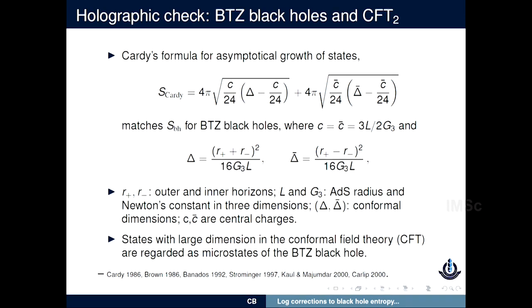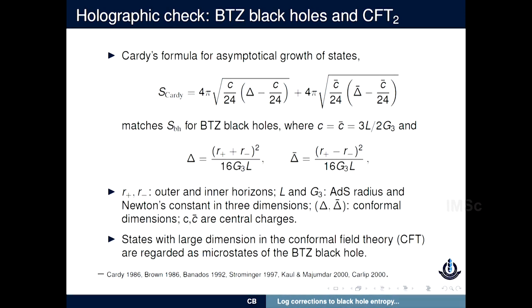Okay, so the Cardy formula is given here, where delta is the conformal dimension, and C and C bar are the central charges of the CFT. Now, if you employ these relations where the conformal dimension is given in terms of outer and inner horizons, so if you consider a rotating black hole, you have outer and inner horizons, and the formula for the central charge which we saw before, G3 here is the three-dimensional Newton's constant.